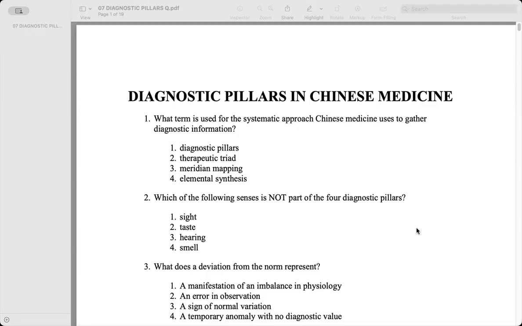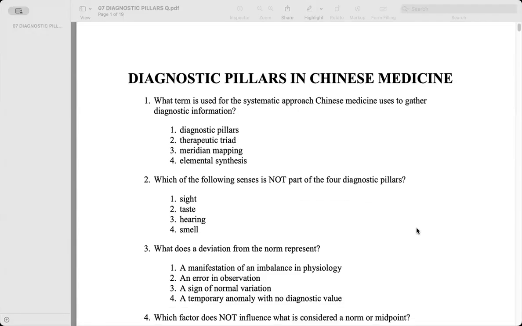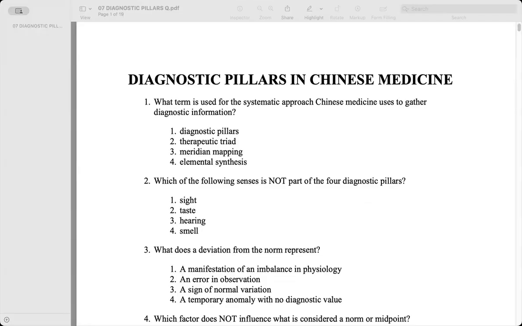Diagnostic pillars in Chinese medicine. So let's start with number one. What term is used for the systematic approach Chinese medicine uses to gather diagnostic information? Answer.